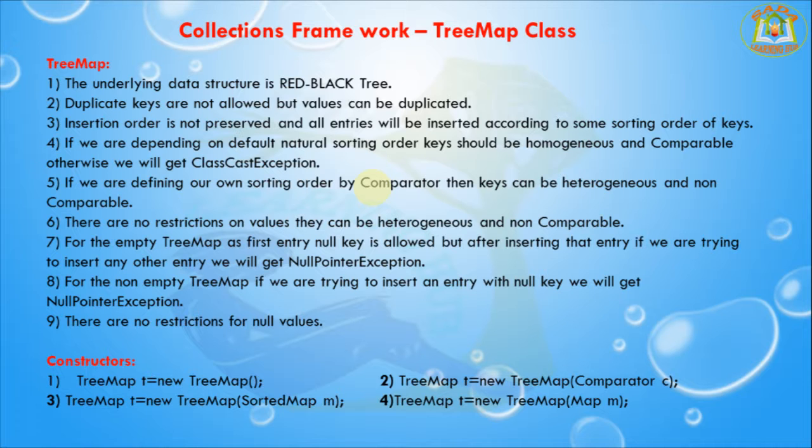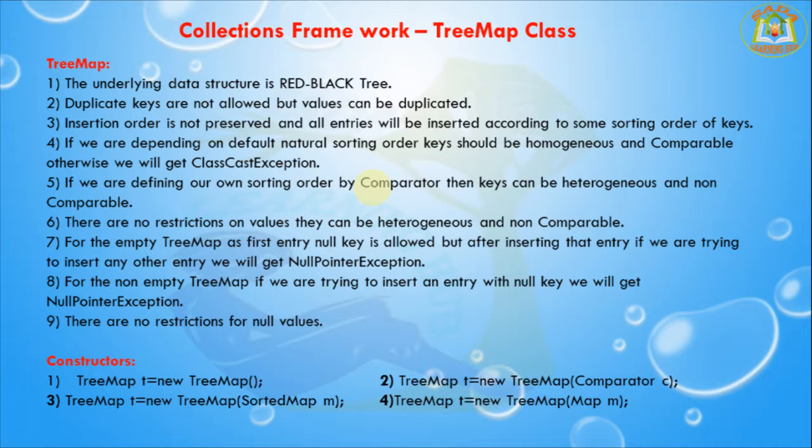Next, I'm going to discuss the constructors in TreeMap. There are four constructors available. One is the default constructor, used to create the default natural sorting order. The next one is a parameterized constructor that takes a Comparator object to customize the sorting order. The third is TreeMap(SortedMap), a parameterized constructor that takes a sorted map. The fourth is a parameterized constructor that takes a Map object.